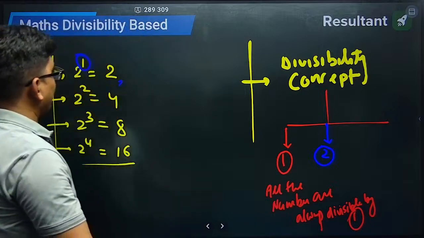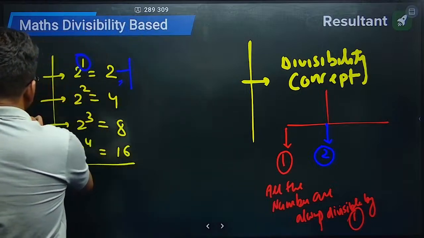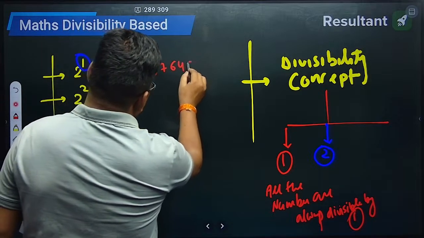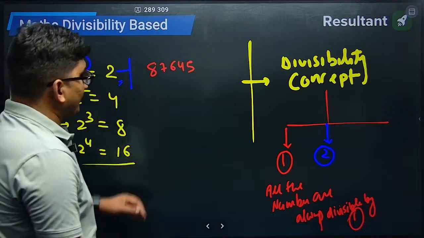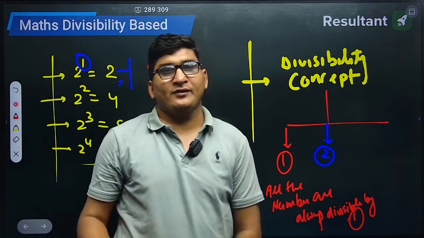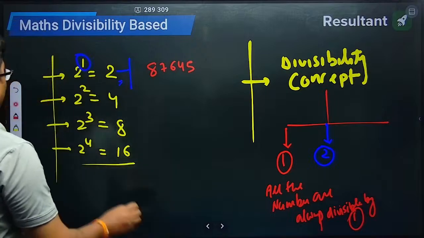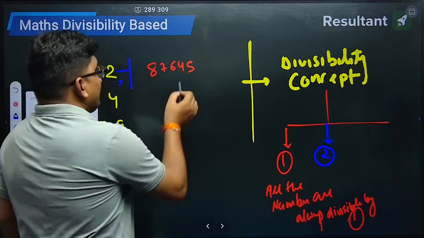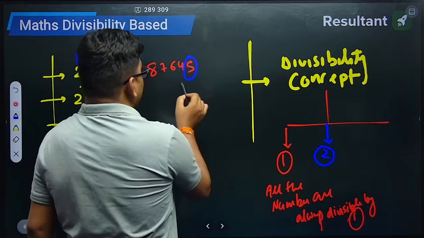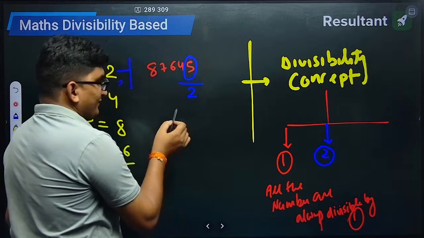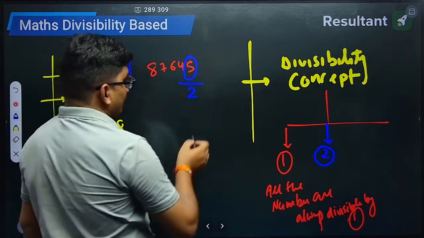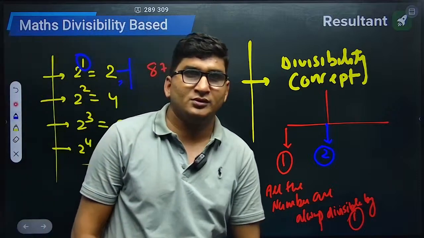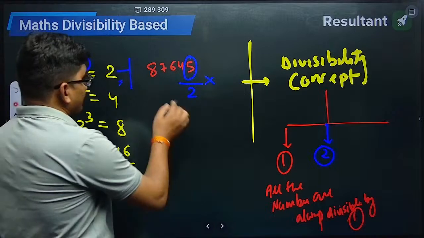For example, I told you 87645. That is a number, and I want to know whether it is divisible by 2 or not. So what you will do is check one thing here: whether the last digit of the number is divisible by 2 or not. You can see 5 cannot be divided by 2. So you can say 5 is not completely divisible by 2. The number will never be divisible by 2 in that case.